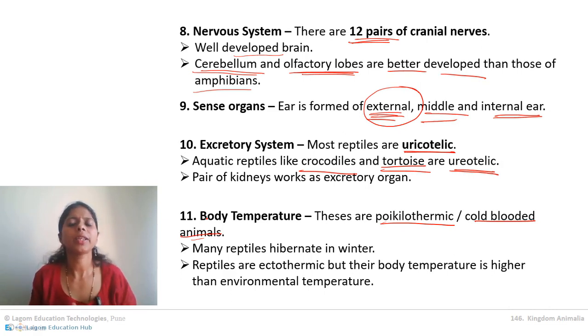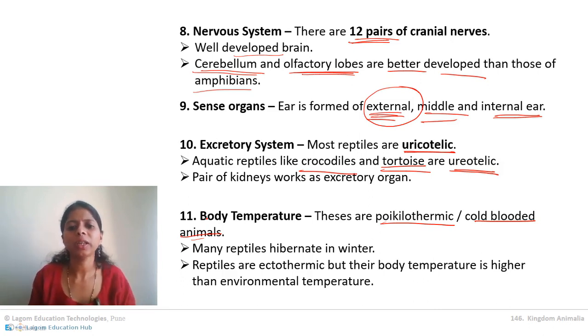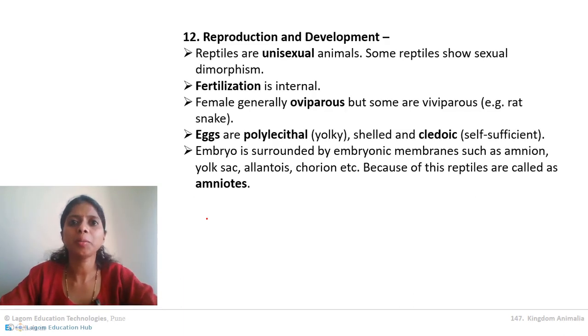Like for example, when the temperature is very high, a snake goes and rests beneath the tree so that it can decrease its body temperature. So there is a little control on the body temperature, but not much. Understanding? Now next one is about its reproduction.